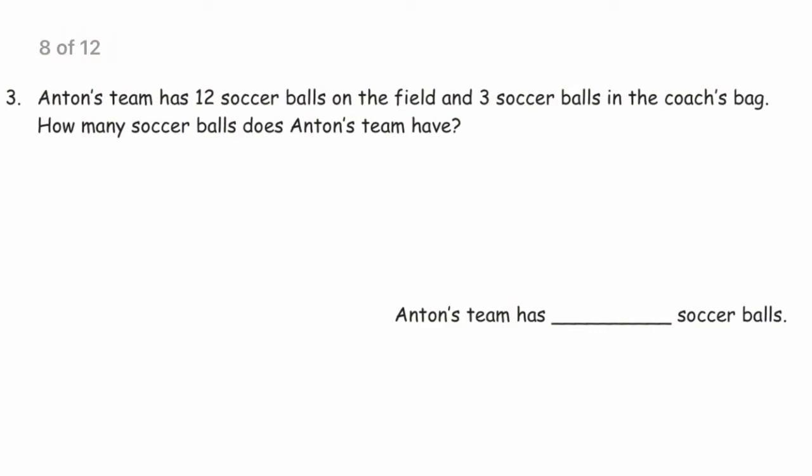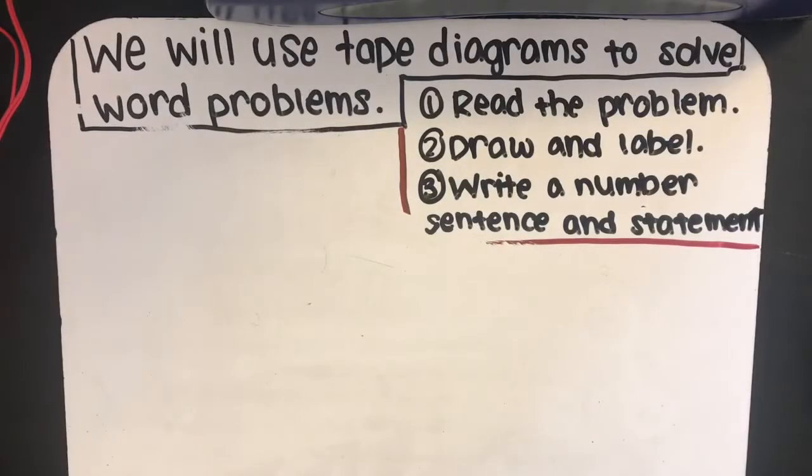Anton's team had 12 soccer balls on the field and 3 soccer balls in the coach's bag. How many soccer balls does Anton's team have? Now that we've read the problem together, what is the first part that we should draw? Stop and think. What's the first part that we should draw?